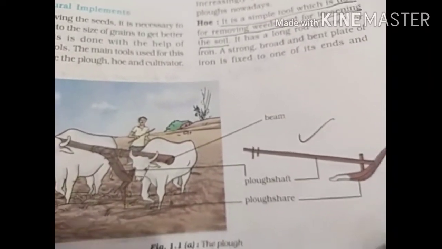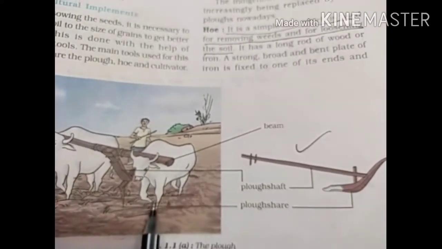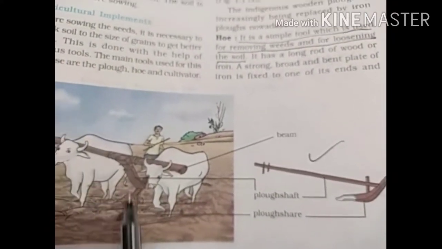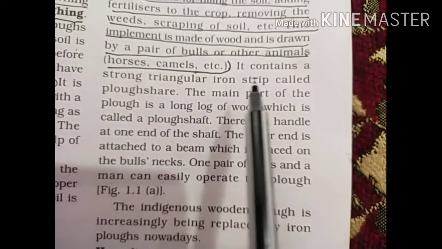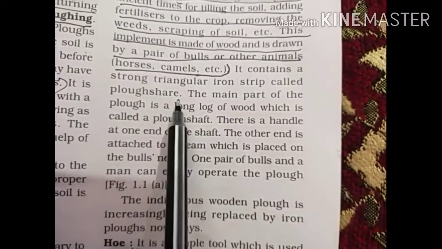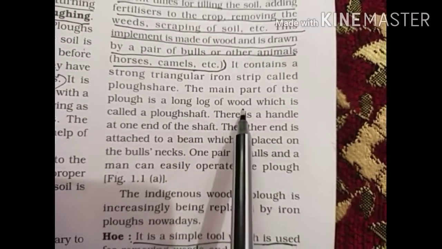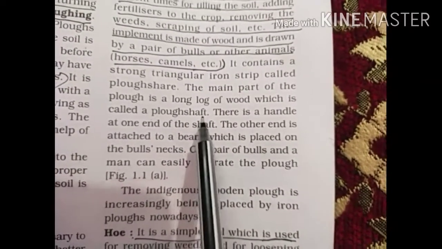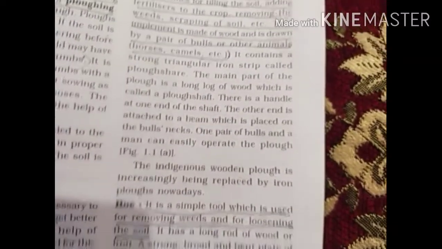Okay, this is the structure of the plow, how it works and how it is used by the farmer. See in this picture. This contains a strong triangular iron strip called the plowshare. The main part of the plow is a long log of wood which is called the plow shaft.